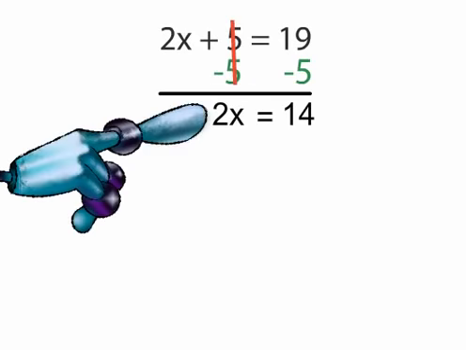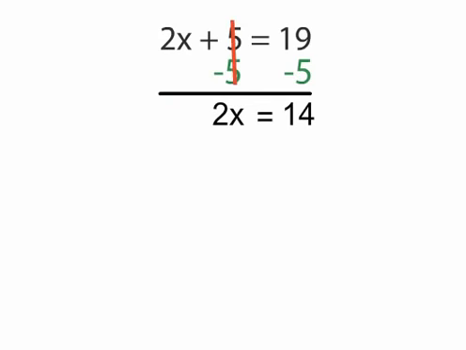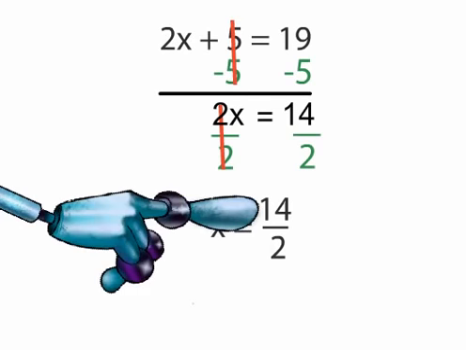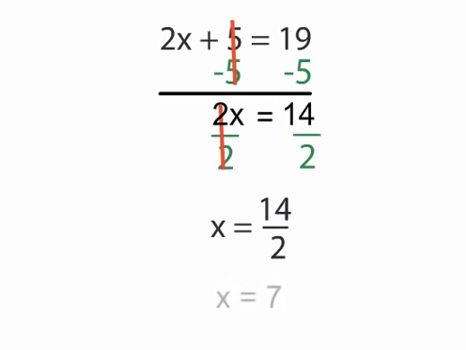To get rid of the 2 in front of the x, we can divide both sides by 2. This leaves us with x equals 14 over 2. 2 goes into 14 7 times, so our final answer simplifies to x equals 7.